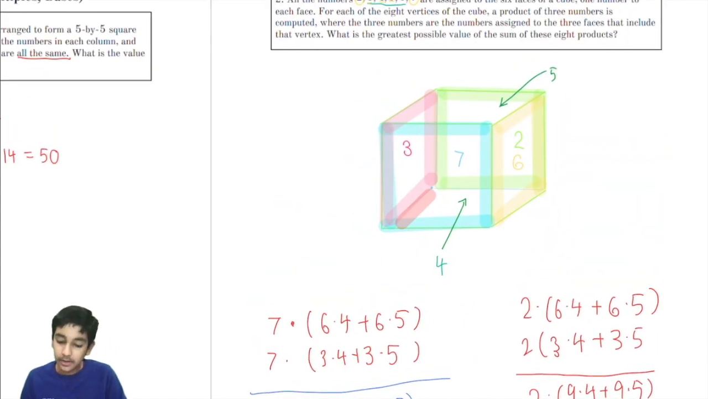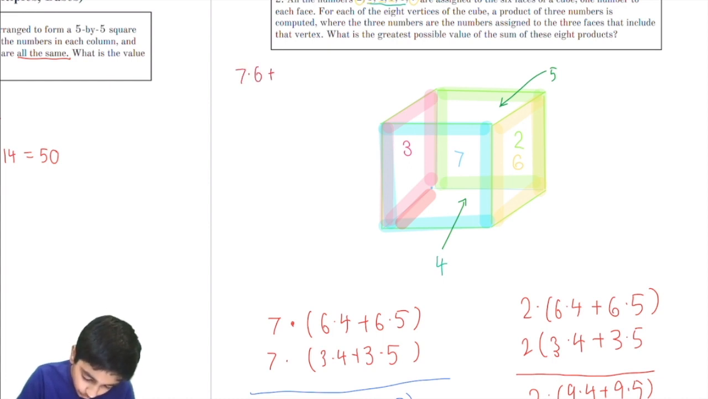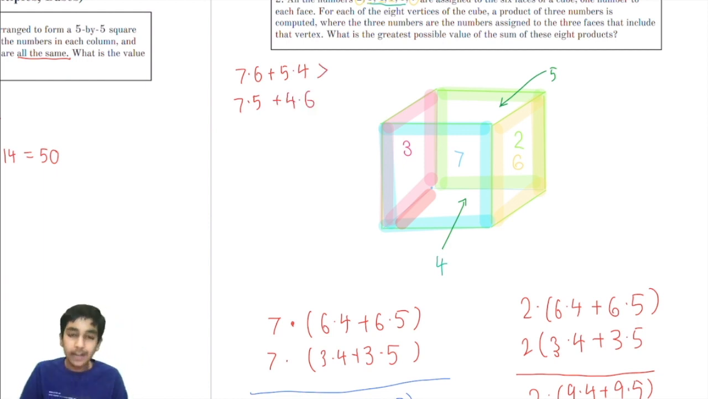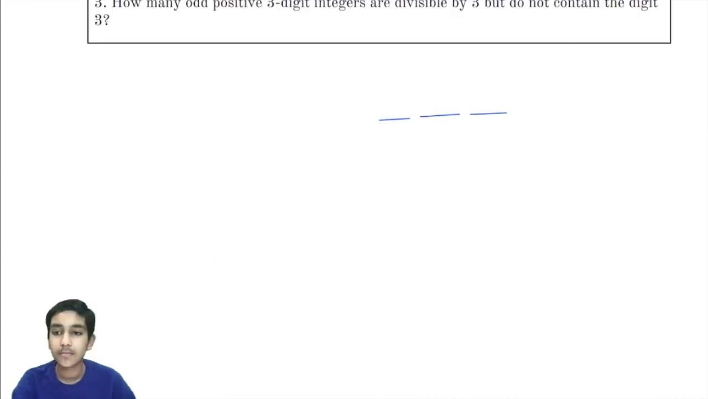I know this is not a completely rigorous proof, but it gives an intuitive idea. If you're still a little confused on why this is true, think about adding the product 7 times 6 and then 5 times 4, versus adding the product 7 times 5 and then 4 times 6. You can see that this one is clearly larger. So hopefully that gives you an idea of why multiplying larger numbers together will always be greater than multiplying larger numbers and smaller numbers together.